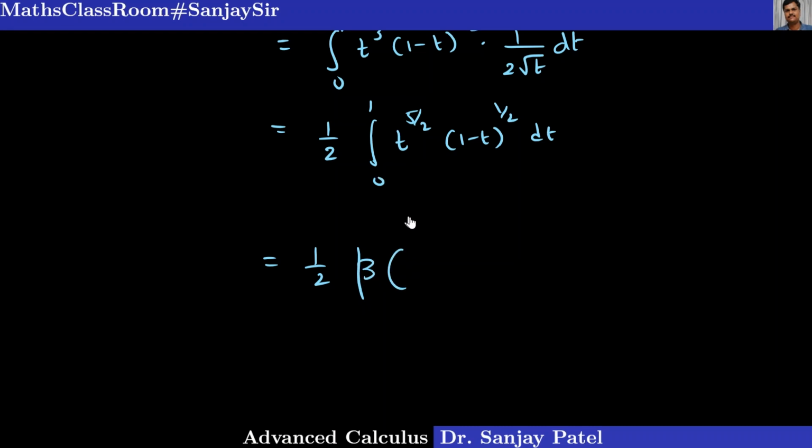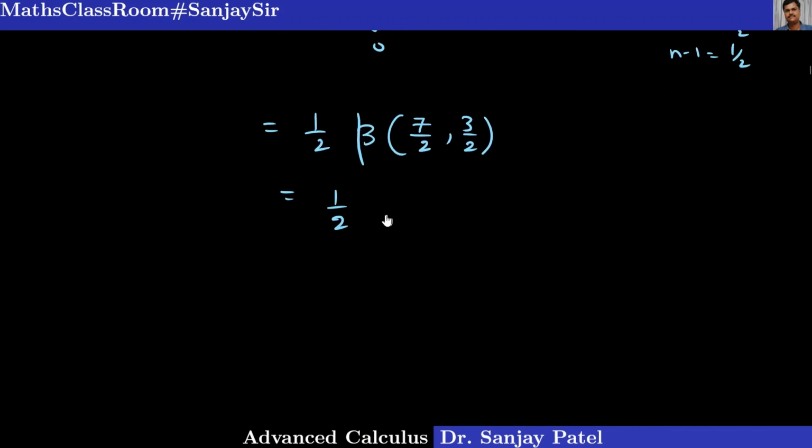The formula for beta m, n is the integral from 0 to 1 of t raised to m minus 1. So this number is m minus 1, so m is equal to this number plus 1. So 5 by 2 plus 1, so I can write directly it is 7 by 2. And this is n minus 1. Let me write here so that you can understand. m minus 1 is 5 by 2 and n minus 1 is 1 by 2. So m is equal to 5 by 2 plus 1 and n is equal to 1 plus 1 by 2. So it is 3 by 2.